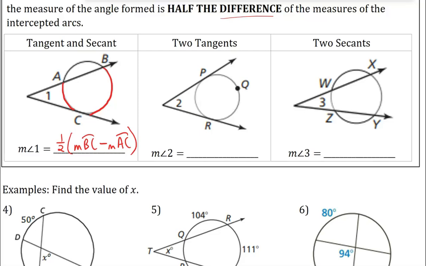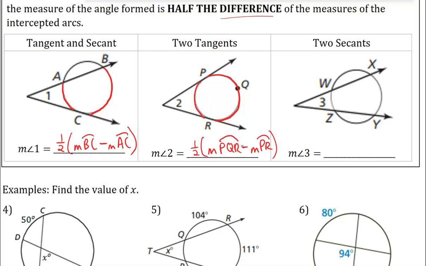For angle 2, we have these two intercepted arcs, so half the difference of arc PQR. I am using 3 letters there because that's a major arc. Minus half the difference, so minus the measure of arc PR.